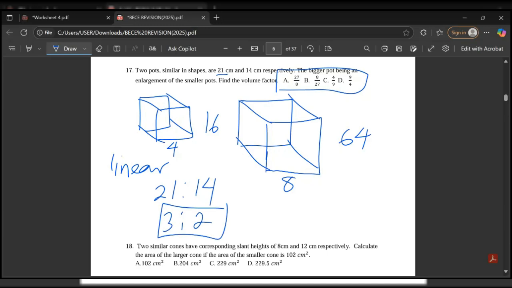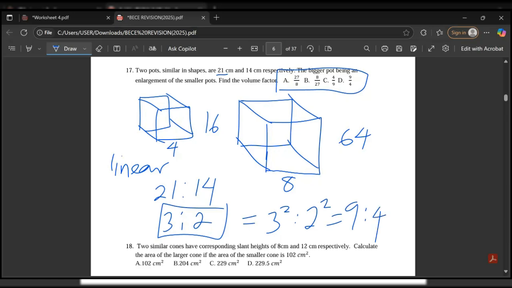They now ask us to find the area scale factor. For area, we just square the linear. We square the linear, that will be 3 squared ratio 2 squared. That gives us 9 ratio 4.